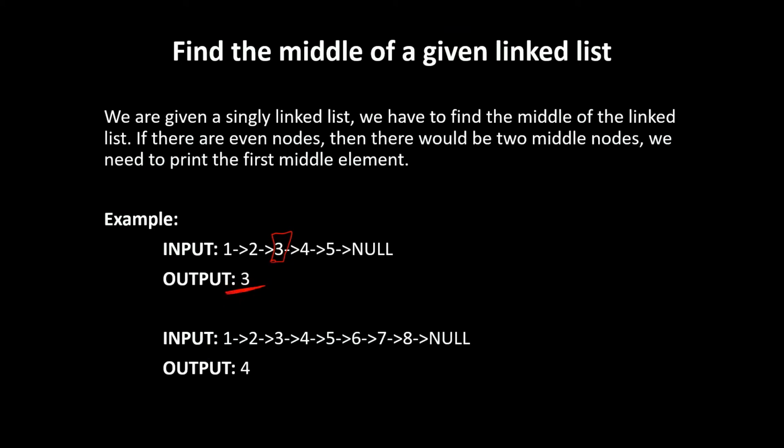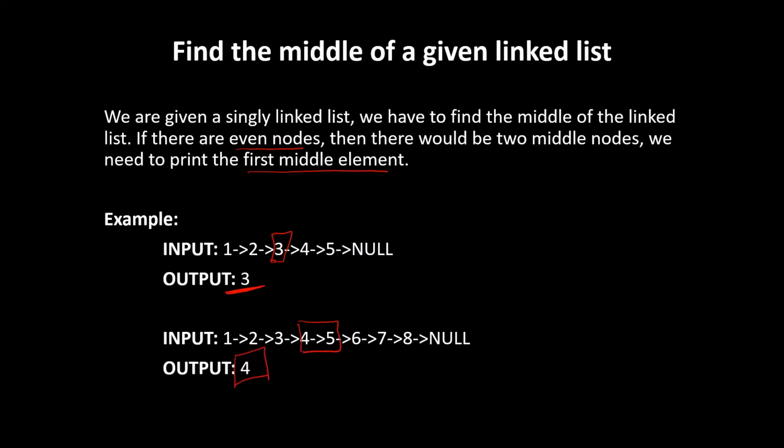The other example is of an even number of nodes. So we have 1, 2, 3, 4, 5, 6, 7, 8. The middle elements are these two. So we have to return the first middle element if the linked list consists of an even number of nodes. So we will return 4 as an output.